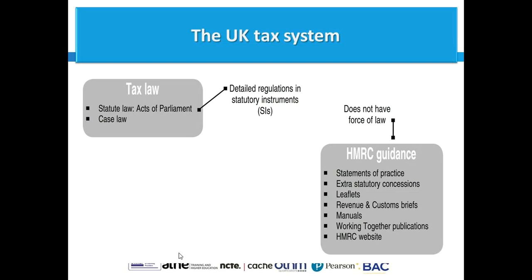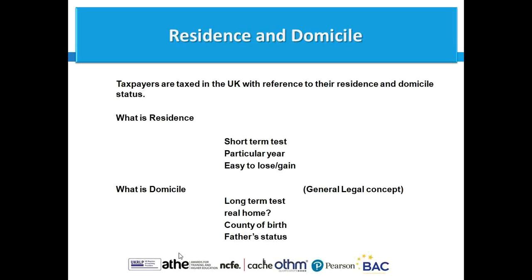So tax laws, statutes, all this we just explained. We need to look around for where we can find all these: statements of practice, extra-statutory concessions, leaflets, Revenue and Customs briefs, and the manuals. Next, when we charge tax on somebody, we need to find the rules of residence or domicile. That's quite crucial under the tax system. Taxpayers are taxed in the UK with reference to residence or domicile.